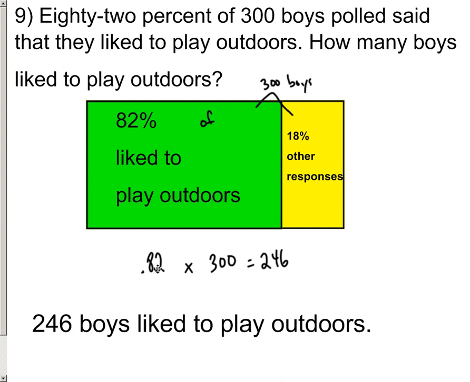And another thing I want to point out, 82% is not 100%. So your answer should be less than 300. It has to be, because 100% of 300 is 300. So 82%, it needs to be less than 300. Hey, here's 246. It's less than 300. That makes sense. You want to start asking yourself, does my answer make sense?